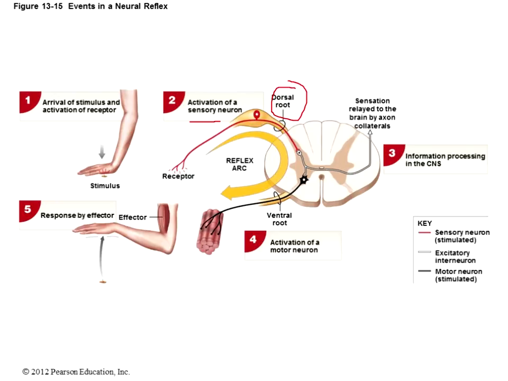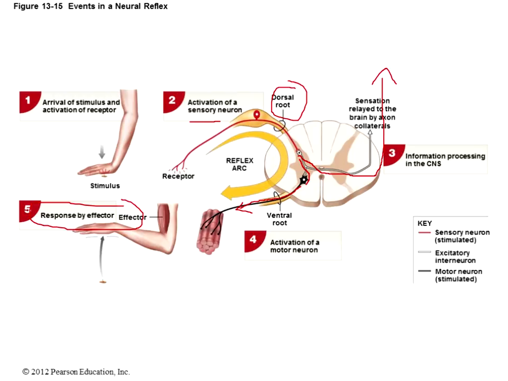Information processing then occurs in the central nervous system, right? And so in information processing, that could be an interneuron that could then relay that information up to the brain, for instance, but also could send an impulse to a motor neuron, which would then send an impulse out the ventral root to the skeletal muscle. So step 4 is activation of that motor neuron. And then, of course, the result will be response by the effector. So 5 steps involved in this reflex arc.